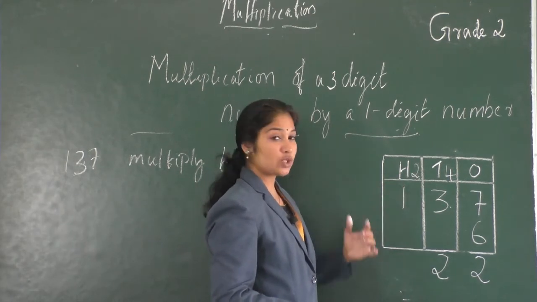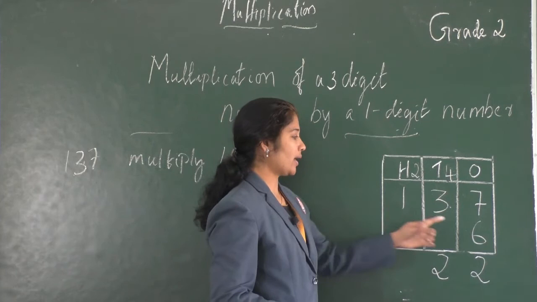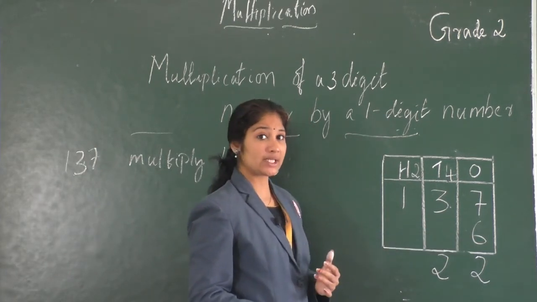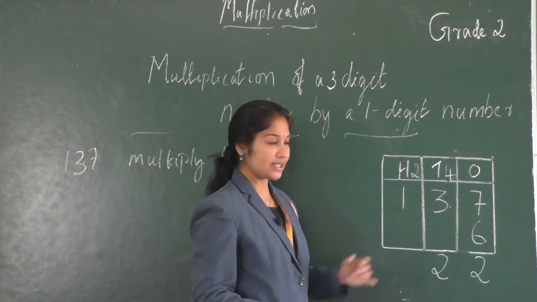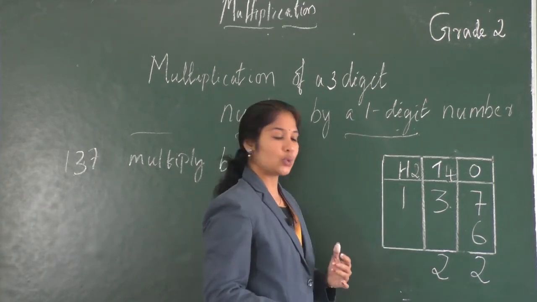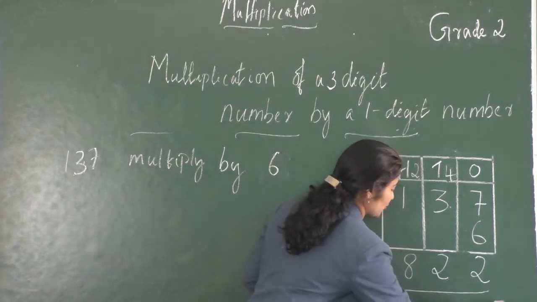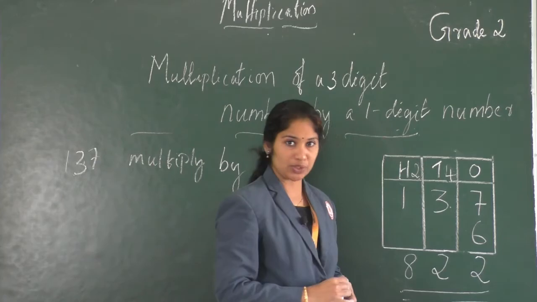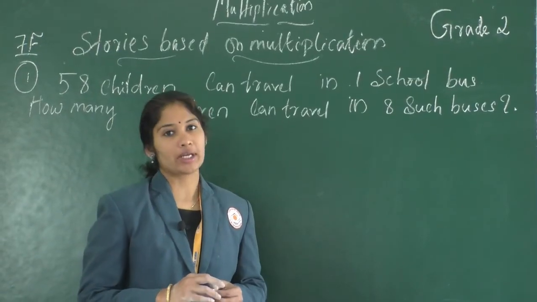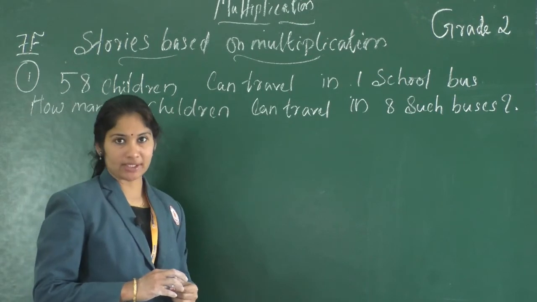Now next, which place? Hundreds place. In the hundreds place we have 1 and 6. What is 1 into 6? Yes, 6. And 2 carryover is there. What is 6 plus 2? Yes, 8. So our answer is 822.